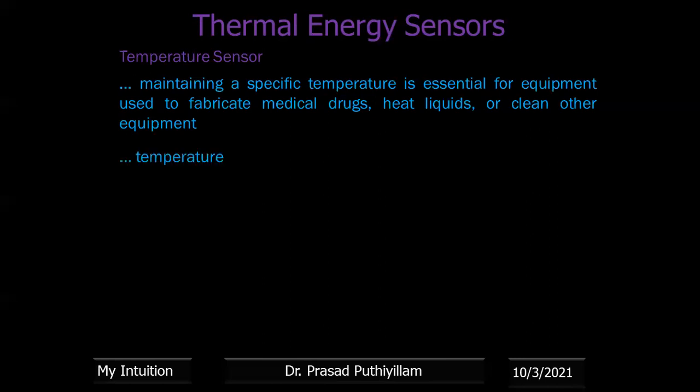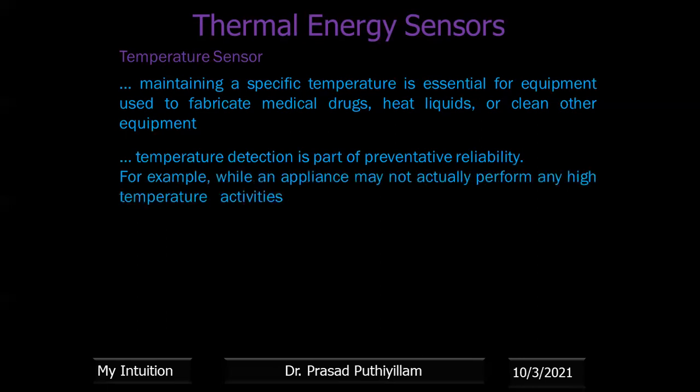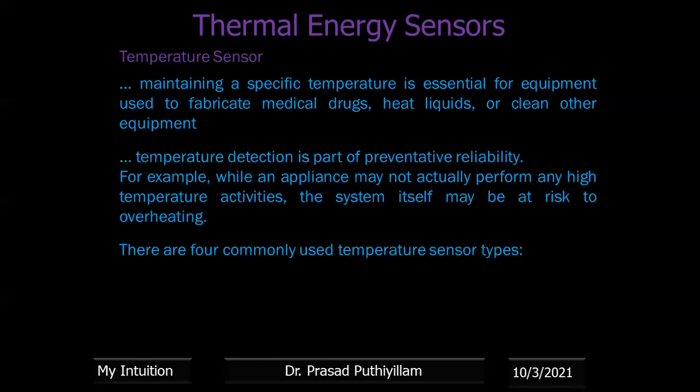Therefore, where it is required to maintain and detect the temperature, it is also a part of preventive reliability, that means prevention. Prevention is always better than cure, that we already know. So to prevent unnecessary, unwanted developments, we have to use a temperature sensor. For example, while an appliance may not actually perform any high temperature activity, the system itself may be at risk of overheating.